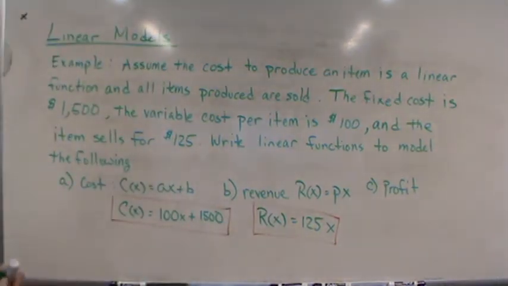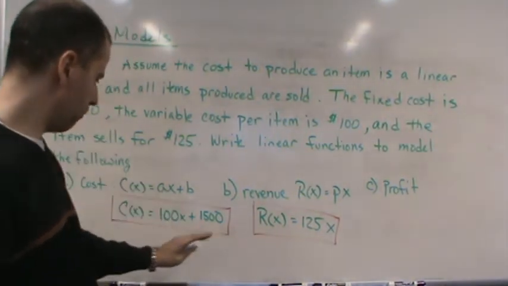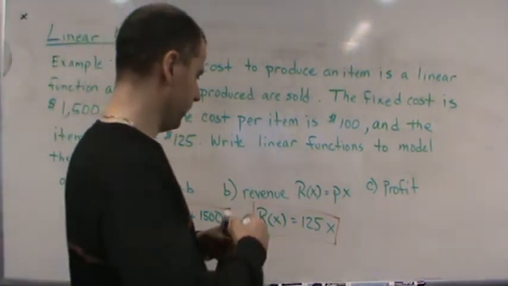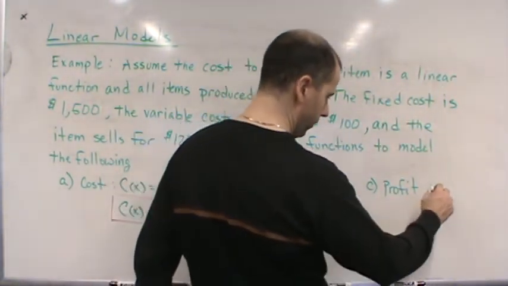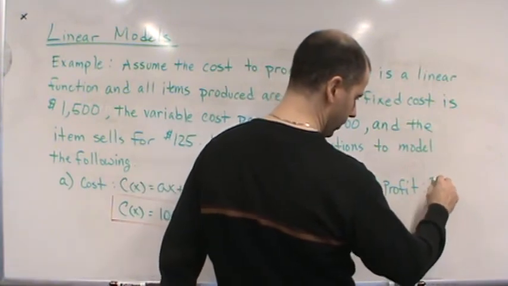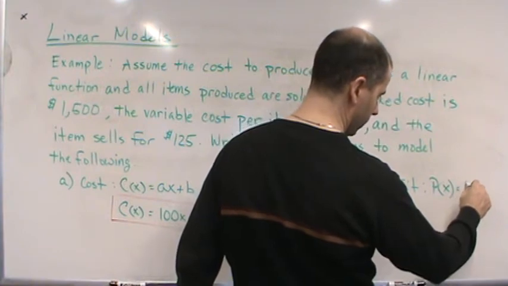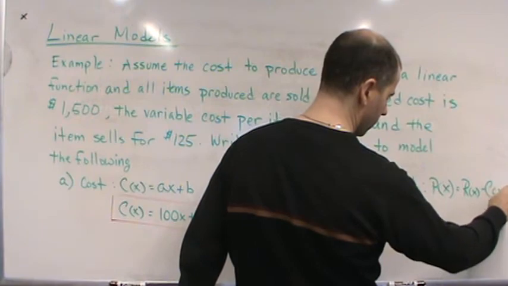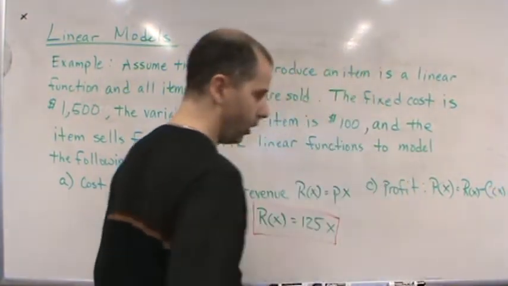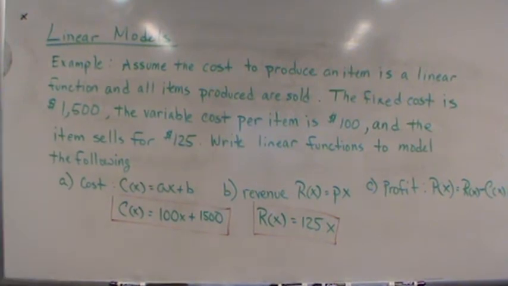Okay, now profit. Now profit, remember, is the difference between revenue and cost. So money coming in minus money going out. So in this case here, let me do it this way. We're going to have profit equals revenue minus cost. And so that's what we're going to end up with.